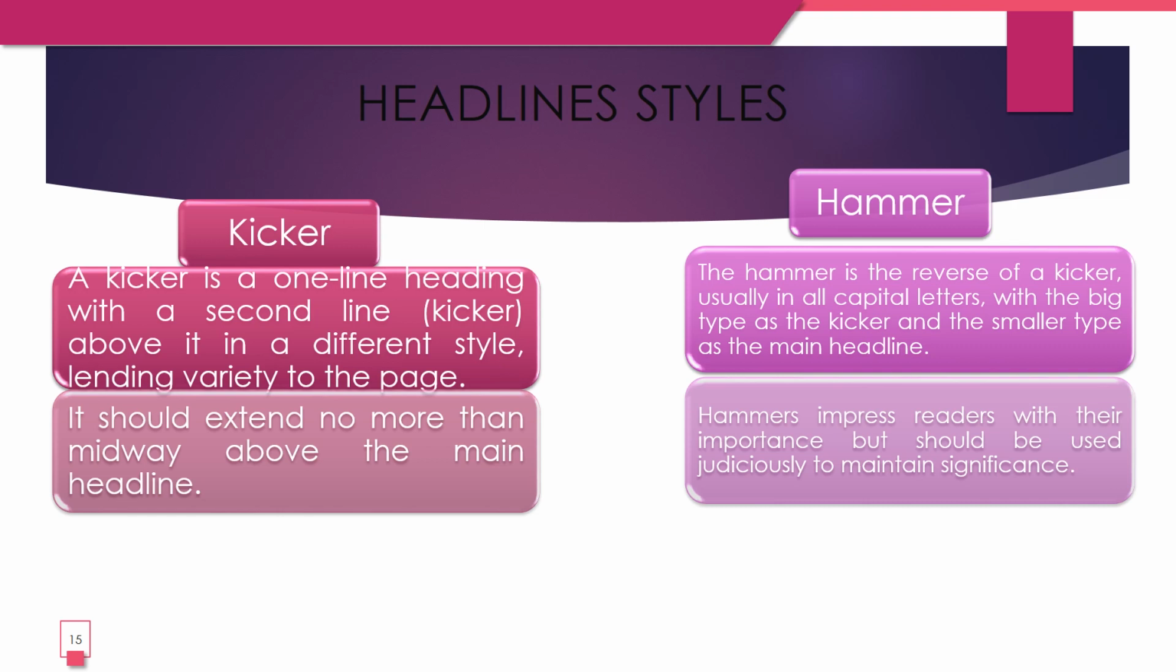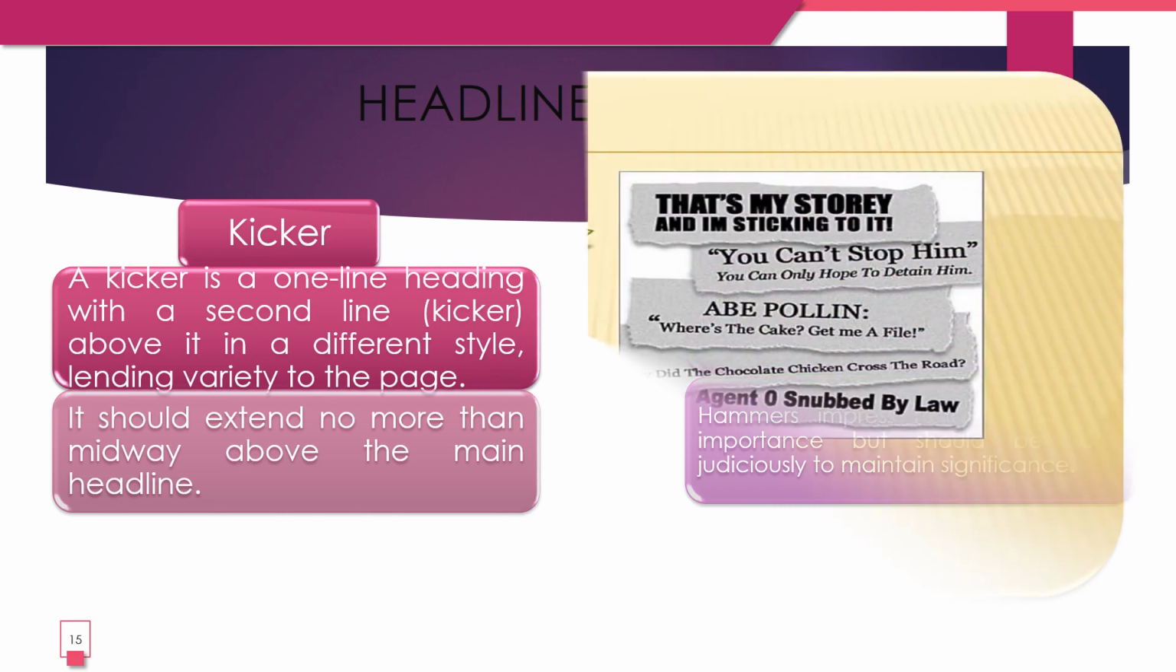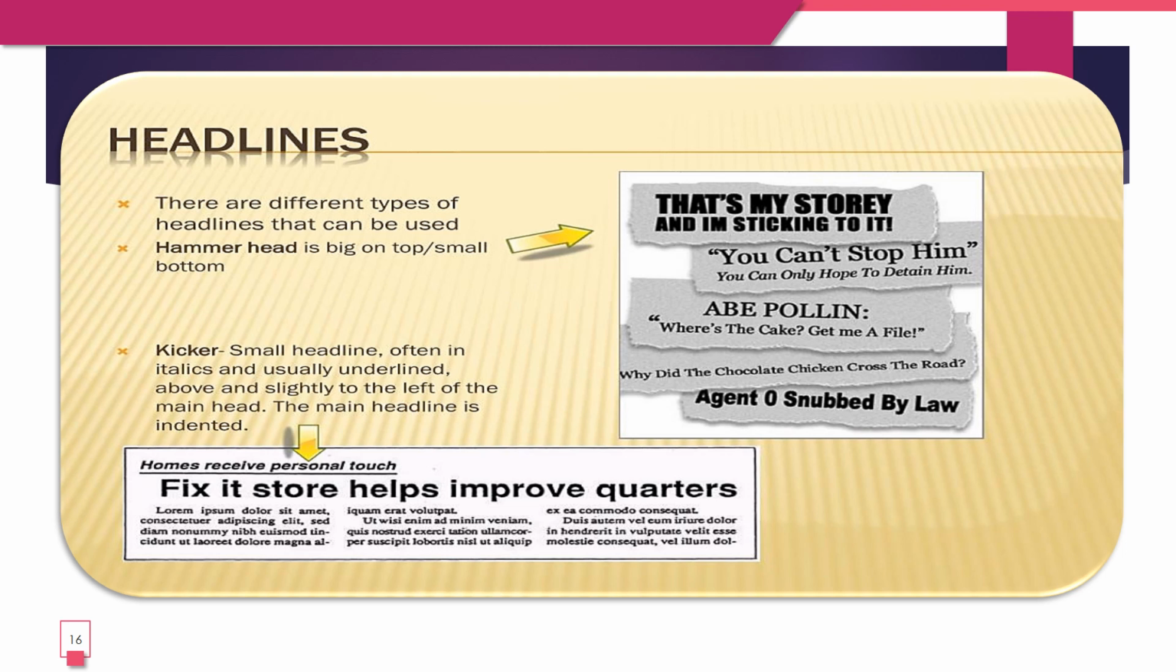A hammer, on the other hand, is the reverse of a kicker, usually in all capital letters with the big type as the kicker and the smaller type as the main headline. Hammers impress readers with their importance but should be used judiciously to maintain significance. So you can see those examples. There are different types of headlines that can be used.